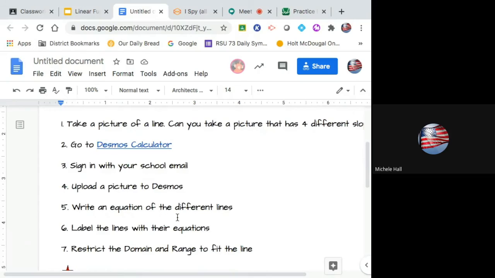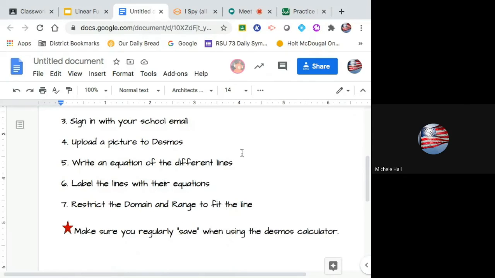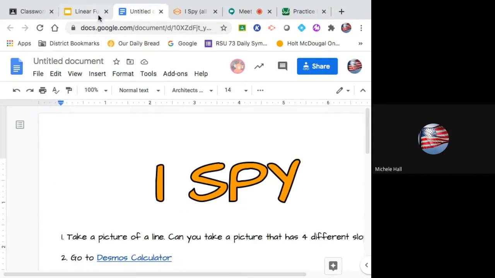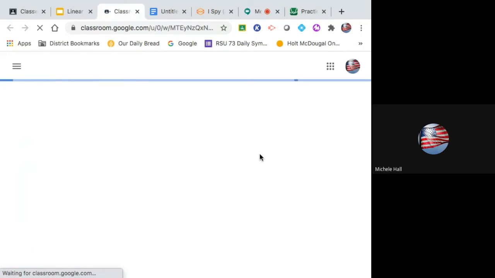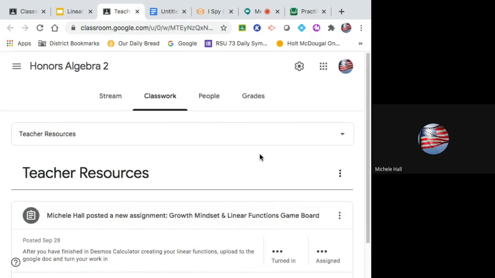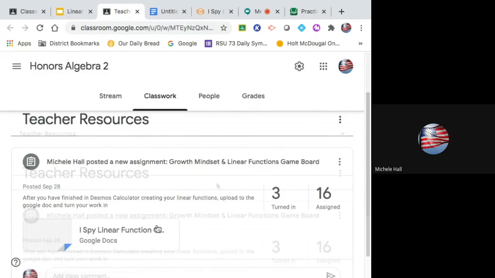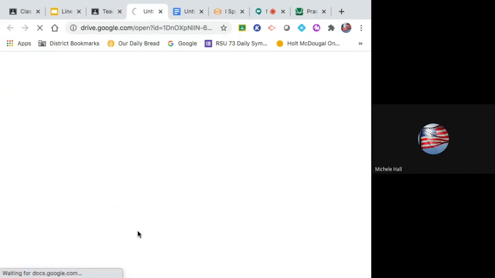This is about restricting domain and range that we did today. Make sure you push save. So that's what that is. That's just telling you about it. Here is where you click to upload your assignment. This is what I need from you on uploading your assignment. So here, you need to click on the document.